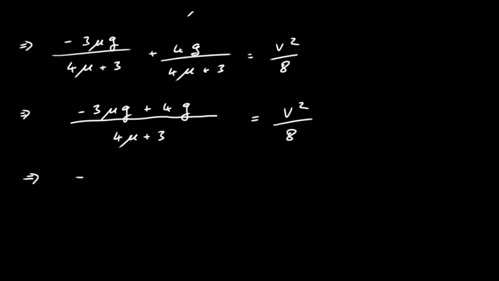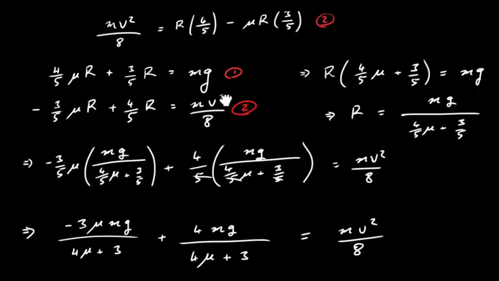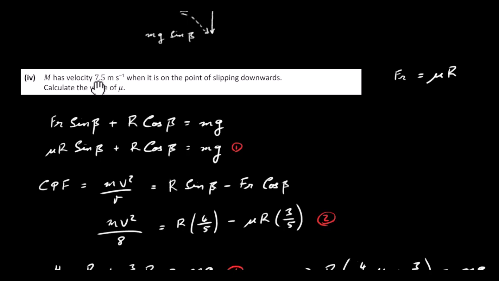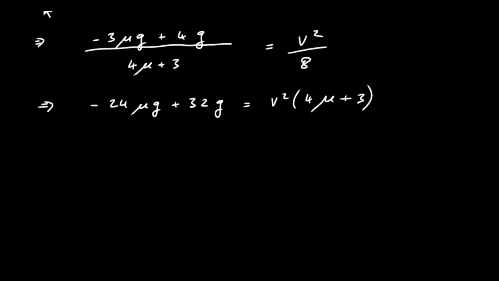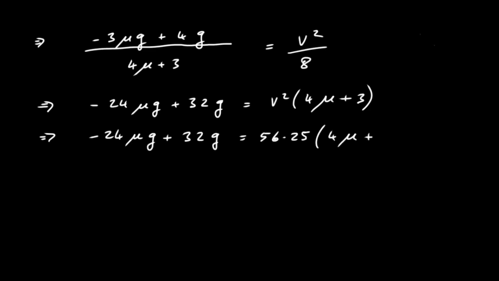So I'll get minus 3 times 8, 24 mu g, plus 4 times 8, 32 g, is equal to v squared times 4 mu plus 3. Now we were told in the question up here that the velocity is 7.5 meters per second, so I can substitute that in as well. So let's do that. So we have minus 24 mu g plus 32g is equal to v squared, which is 56.25, times 4 mu plus 3.